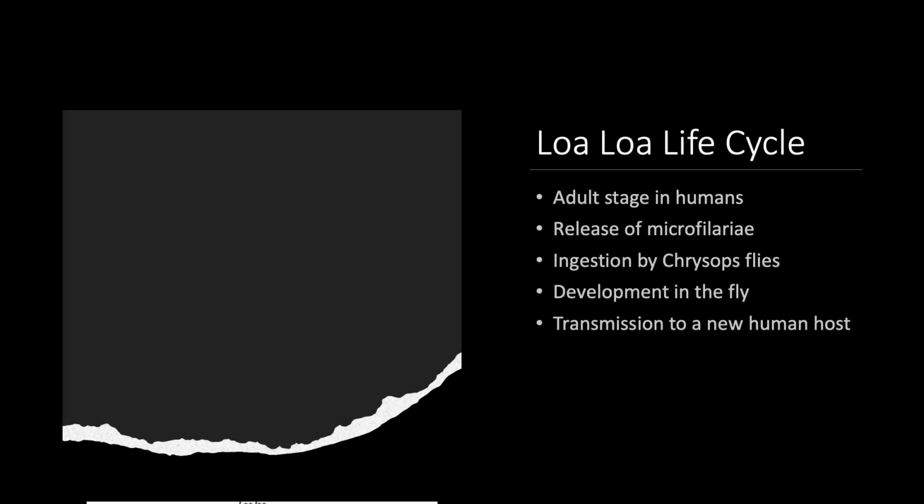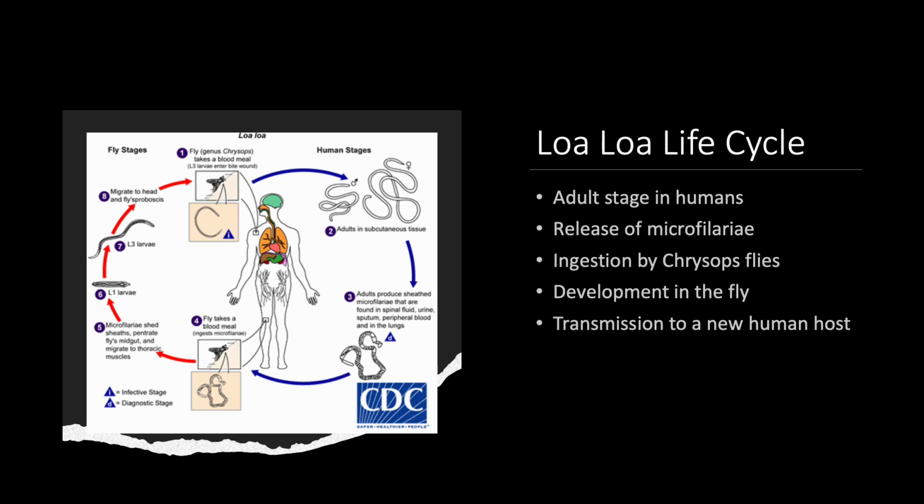So for their life cycle, to start off is the adult stage in humans, and the male and female worms reside in the subcutaneous tissues of humans. And as I mentioned before, the female worms are the ones that release the microfilaria. And then after the release, it circulates into the peripheral blood of the human hosts, and then the presence of the microfilaria in the bloodstream allows them to be taken up by the blood-feeding flies mentioned before during their blood meal.